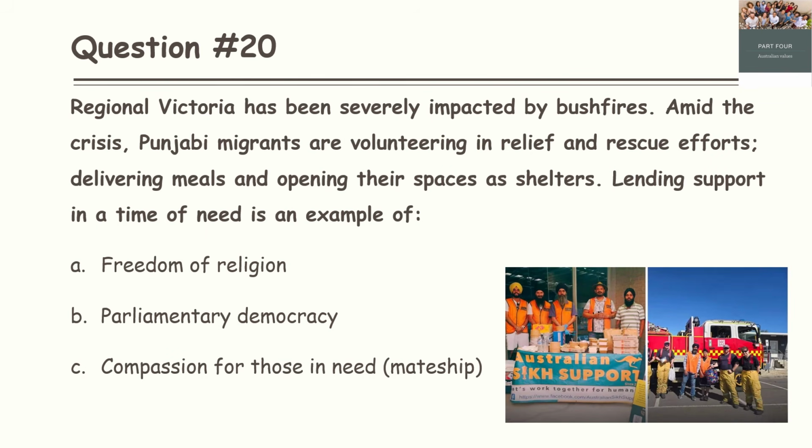Question 20. Regional Victoria has been severely impacted by bushfires. Amid the crisis, Punjabi migrants are volunteering in relief and rescue efforts, delivering meals, and opening their spaces as shelters. Lending support in a time of need is an example of A. Freedom of religion, B. Parliamentary democracy, C. Compassion for those in need, mateship.